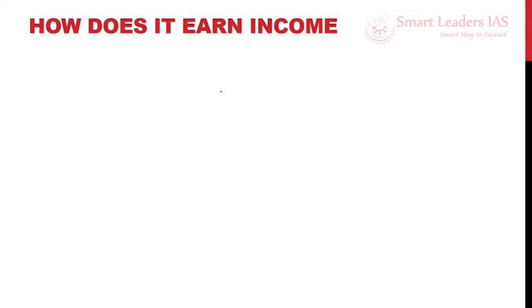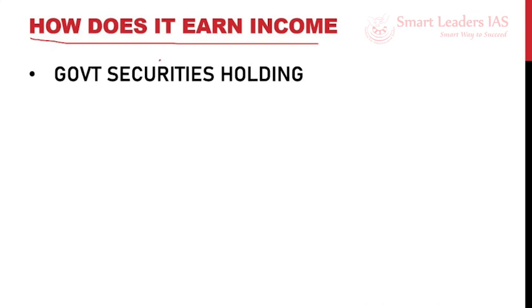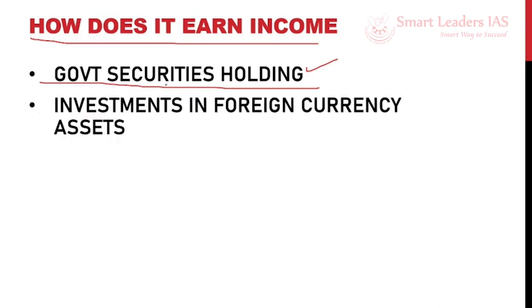First of all, we should understand where this surplus comes from. How does the RBI earn income? One, government securities. It holds a lot of government securities. It has to sell government securities, to absorb government securities. And a government security is always going to have some sort of interest rate. So through that interest rate, it will earn a certain amount of profit.